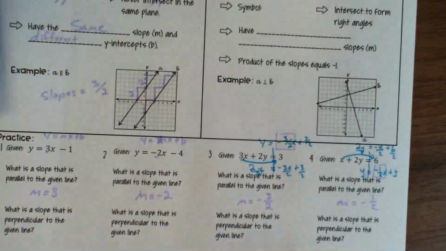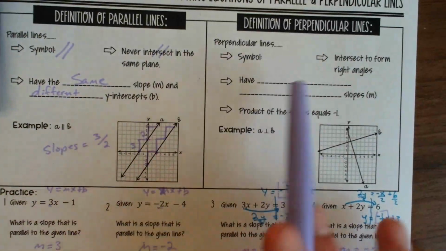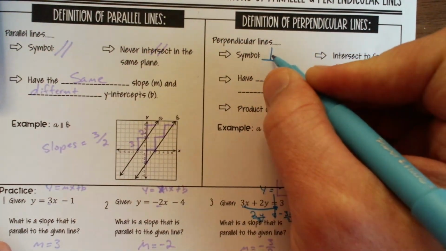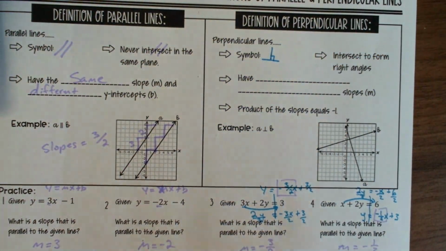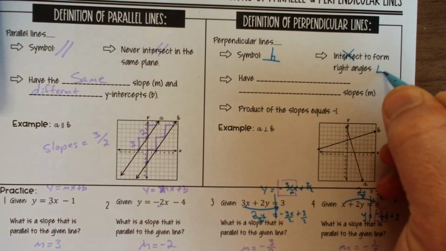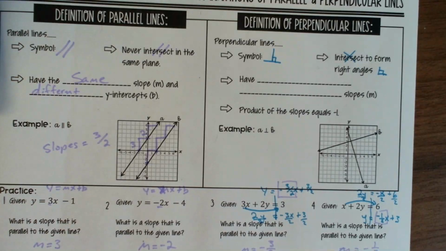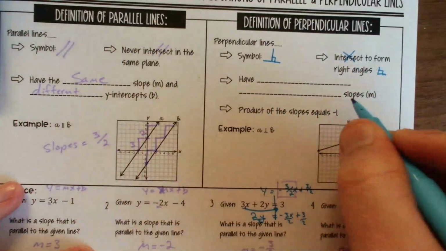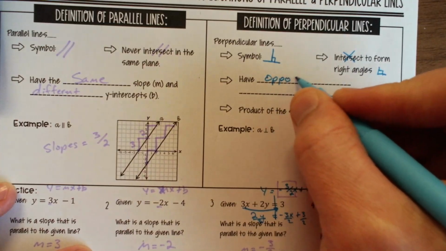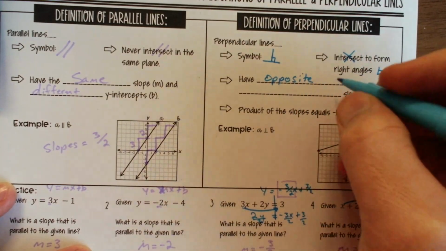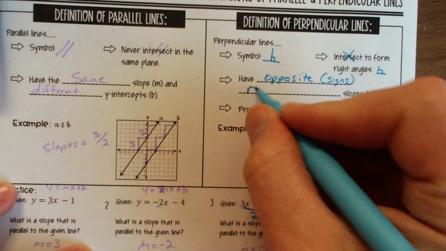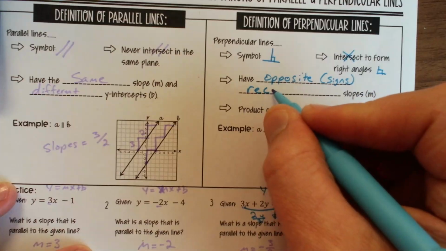Now let's talk about perpendicular lines, because with perpendicular lines, there's a little bit more work. Perpendicular lines have this symbol because they intersect. And when they cross each other, they form 90-degree angles, right angles. So their slopes will be opposite signs, and also another term known as a reciprocal.